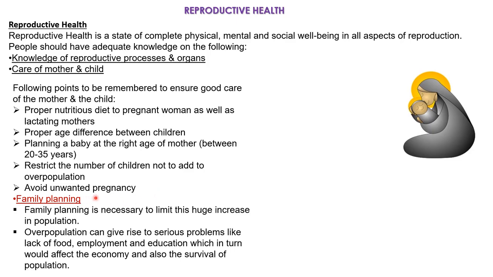Now coming to family planning, why is it so important nowadays? As I have already told you, the whole world is facing the population explosion problem. It's not just India or China, the whole world is facing this problem, and the consequences are very obvious nowadays. There's a lot of competition everywhere. People need jobs, people need to feed their children and their family. Resources are also limited, so there is always competition between nations to have more and more resources, and that leads to war. Family planning is necessary to limit the huge increase in population. Overpopulation can give rise to serious problems like lack of food, employment, and education, which in turn would affect the economy and also the survival of the population.